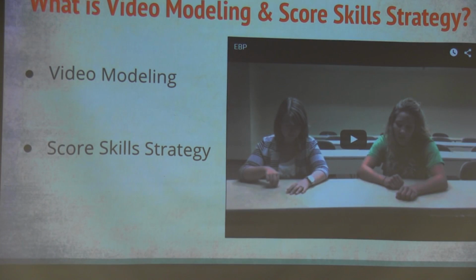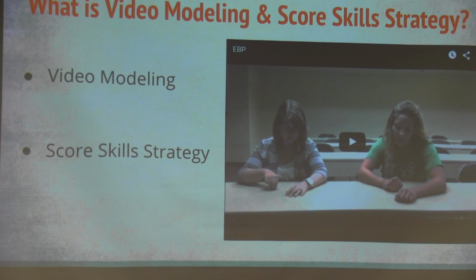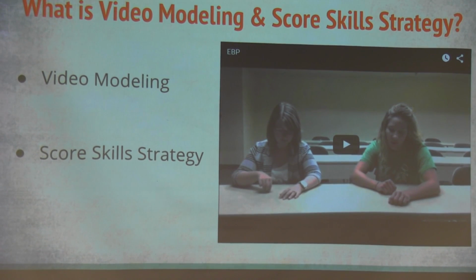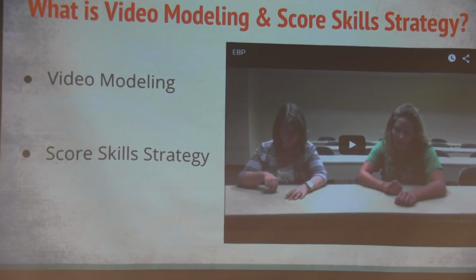Okay, so taking a look at this slide, like Lindsay said, the approaches that we took a look at for our PICO question had to deal with video modeling and a SCORE skills strategy. So just to give you guys a little bit of an example of what these are, video modeling, which we'll show in the video afterwards, is basically an individual watching a video and then performing a task from that video. A SCORE skills strategy is more like a group setting where the individual would complete a task and then get feedback from his peers.